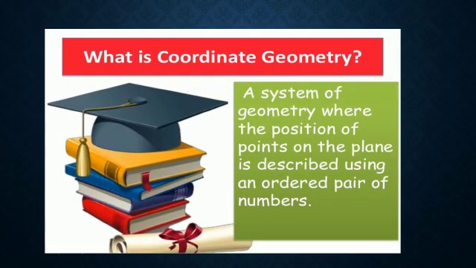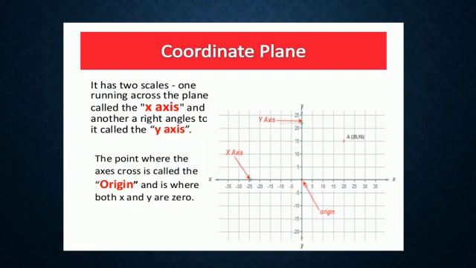First, we'll see what is coordinate geometry. A system of geometry where the position of a point on the plane is described using an ordered pair of numbers. Coordinate plane. It has two scales, one running across the plane called x-axis and another at right angles to it called y-axis. The point where they meet each other, or the axes cross, is called the origin, where both x and y are 0.